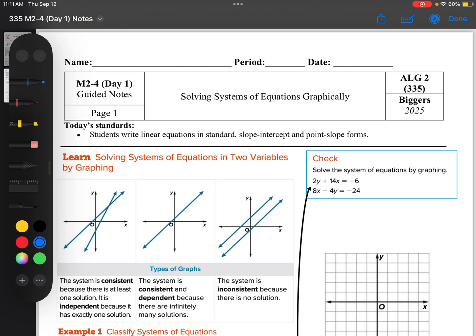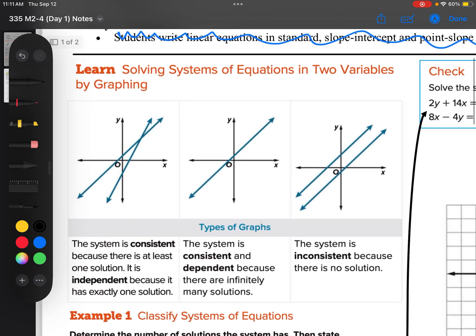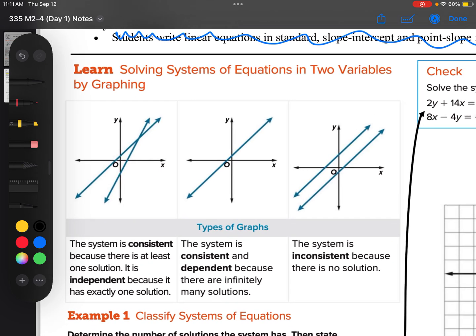We're going to solve systems of equations graphically. Today's standards is wrong, so you can cross that out. I apologize about that. So today we're going to learn about solving systems of equations in two variables by graphing. So we just want to talk about some different things here.